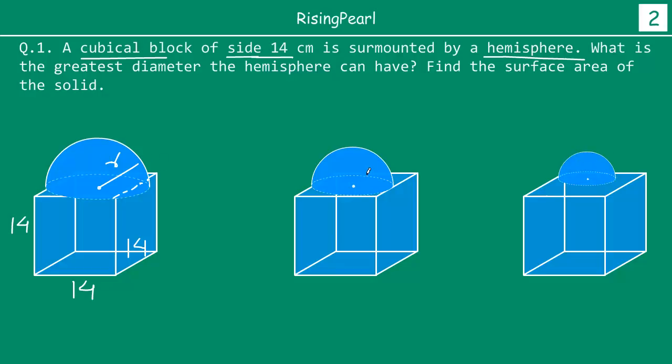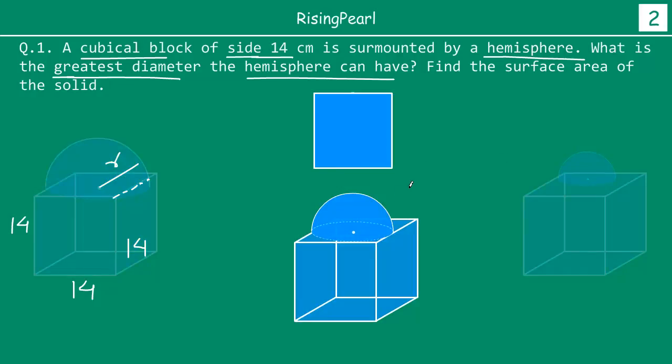Obviously in each of these three examples the hemisphere is sitting on top of the cube, so we are talking about the hemisphere and the top surface. Here the hemisphere is coming out of the top surface of the cube. Here the hemisphere and the cube exactly line up, and here the hemisphere is much smaller than the cube. So our question is, what is the greatest diameter that the hemisphere can have? So now let's focus on this particular scenario.